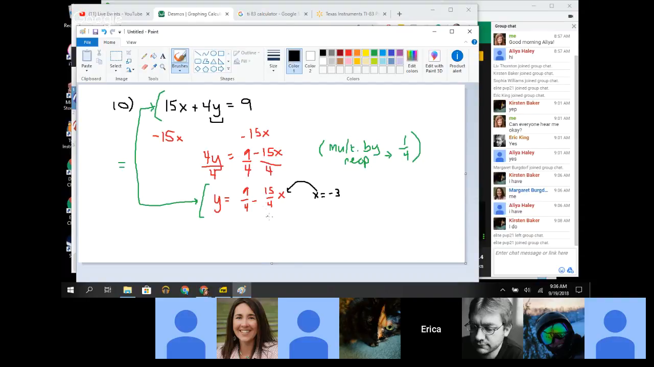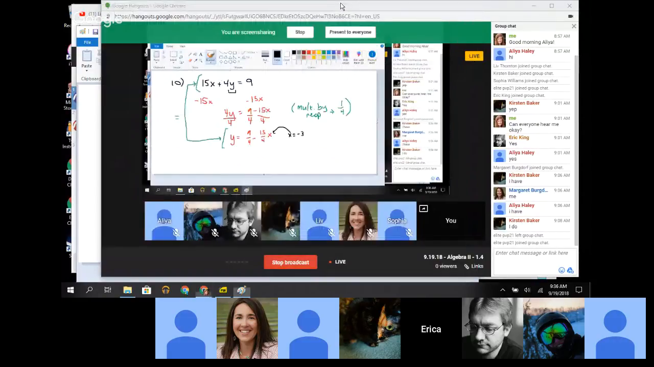Just to loop back around to all the different things that we did. If I go into Desmos and I graph each of these equations, I should end up with two graphs that look the same because these are equivalent equations.